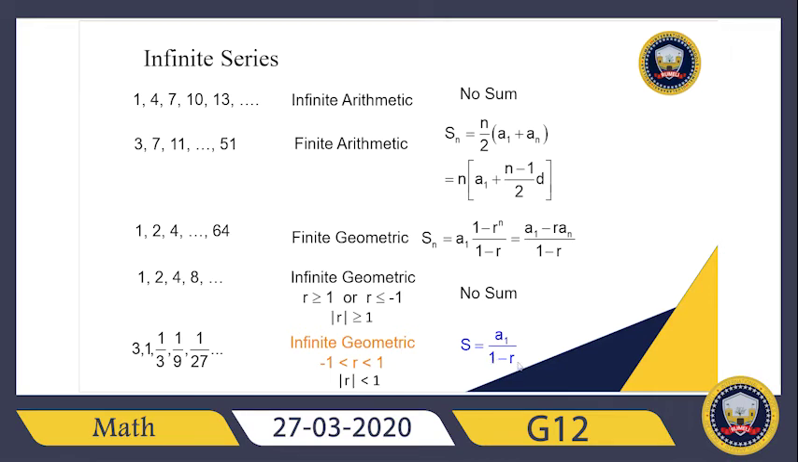So 4 cases, 2 cases for arithmetic and 2 cases for geometric. We have no summation for infinite arithmetic, while when we have finite arithmetic we have the formula. Again, for the geometric sequences, when we have a finite number of terms, we can use the formula. When we have an infinite number, we distinguish between two cases, whether the absolute value of r is bigger than 1 or less than 1. So we can use this formula.